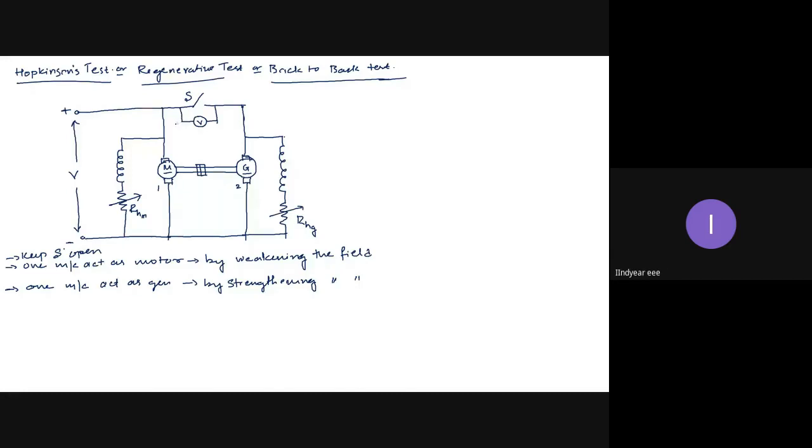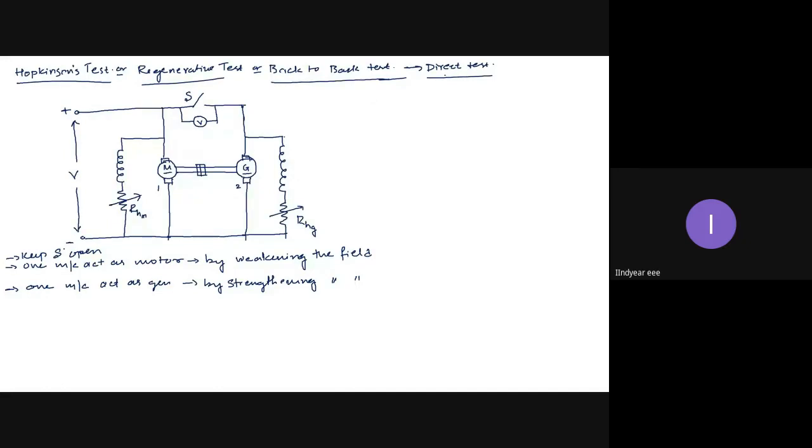Yes, sir. Okay. Now how is it a full load test? This is also a full load test. This is a direct test. Now, don't worry that this is the final explanation. This is only how the system is operating. Step by step, how to take the tests, we will again look into. This is to understand the definition of the test and the operation of the test. That's it. Okay. This is an introduction to Hopkinson's test.